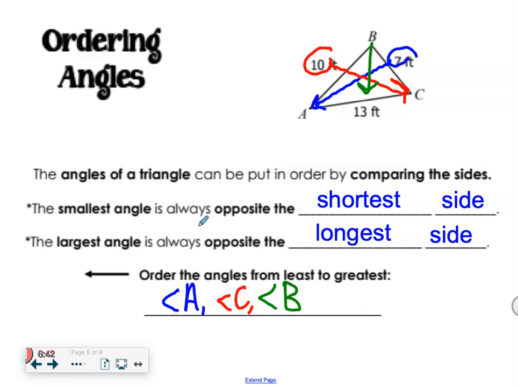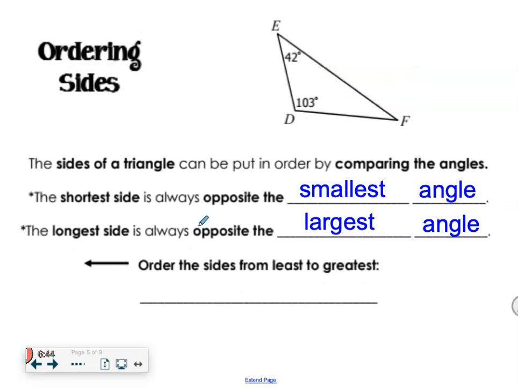Now let's go the other way. Now let's go our sides. So now your shortest side's across from your smallest angle, and your longest side is across from your largest angle. So it's the same thing, but now we're doing our sides. List our sides from smallest to biggest. So we gotta figure out what's our smallest angle. What's this angle measure? 35?